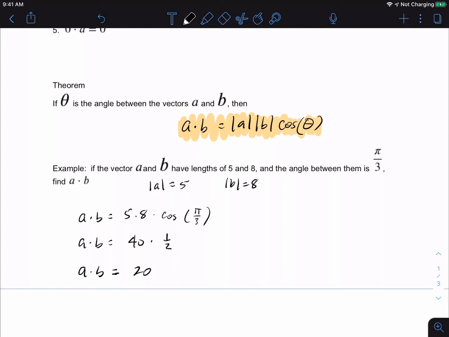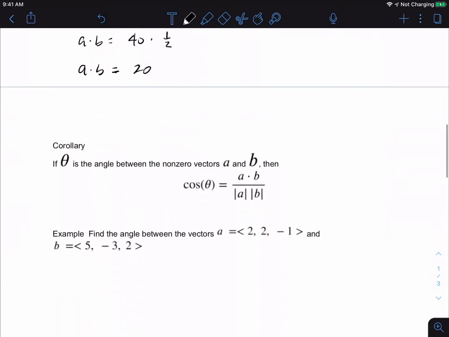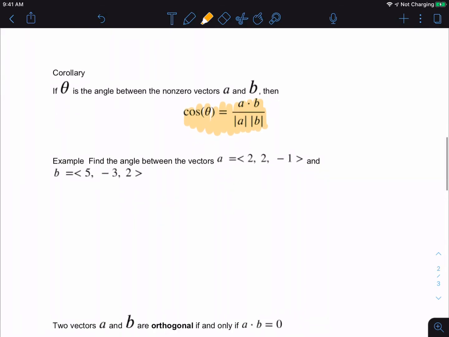There's a corollary that will come from this, which I kind of already alluded to, and this is it here. If you want to just get the angle, we know that the dot product of the two vectors divided by the product of the magnitudes will give us the cosine of the angle. So I want to show you that real quick in an example just so you guys can see it.